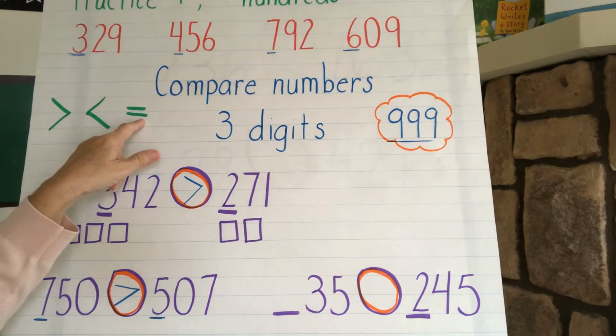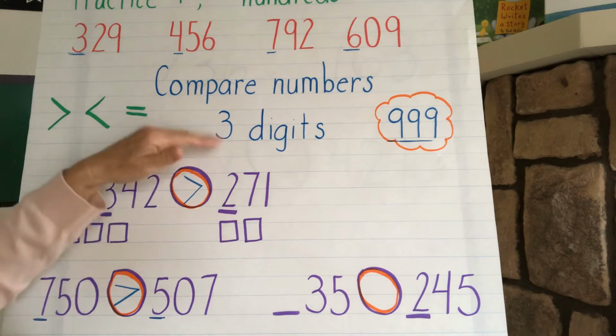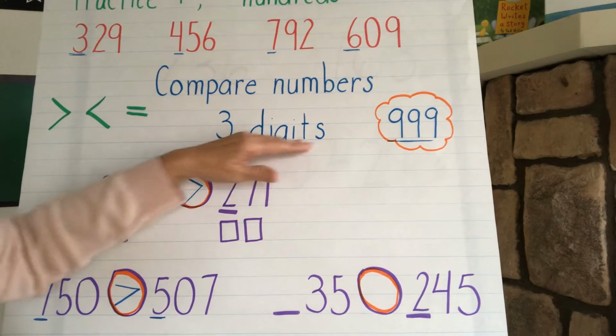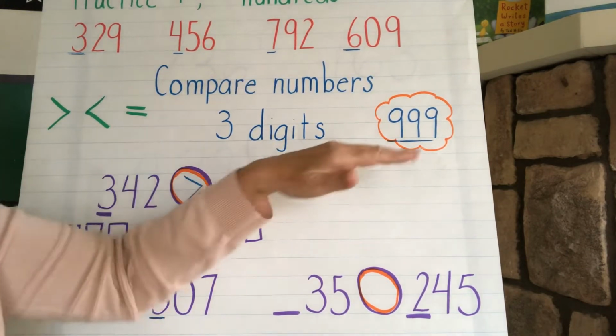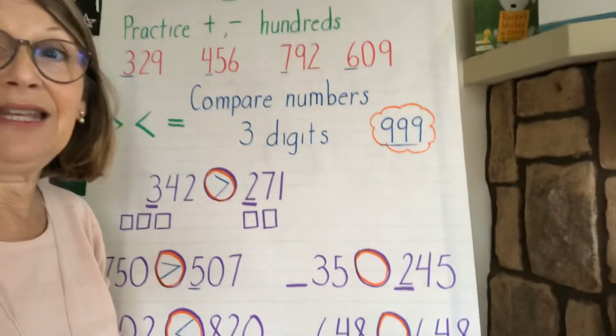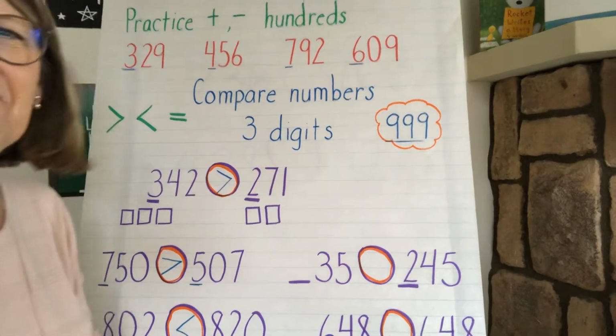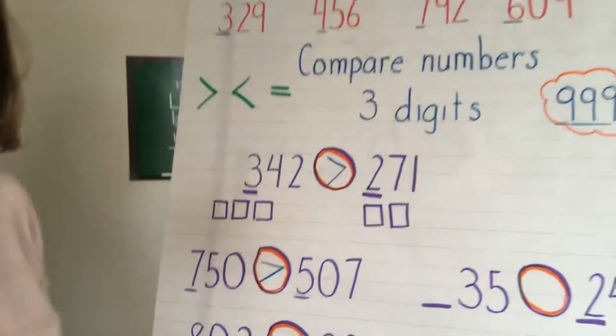Well, the focus for today's lesson is going to be comparing numbers using the greater than, less than, and equal to signs, which I know you've done a lot of between last year and this year. But we're going to be comparing numbers with 3 digits, which means we're going to go up to 999. I know that's super exciting because you guys love big numbers. So yes, this is it. Let's take a look at our first example.